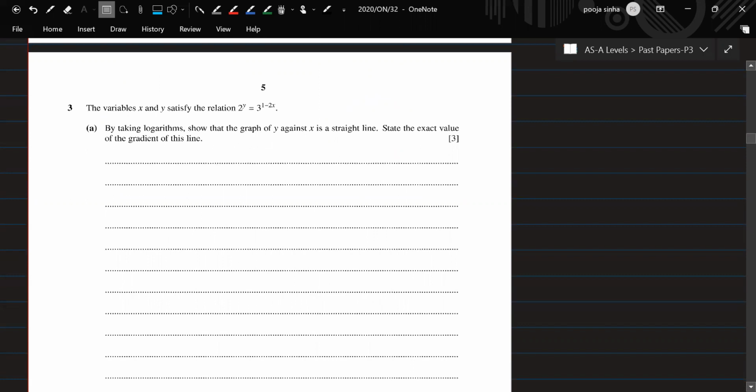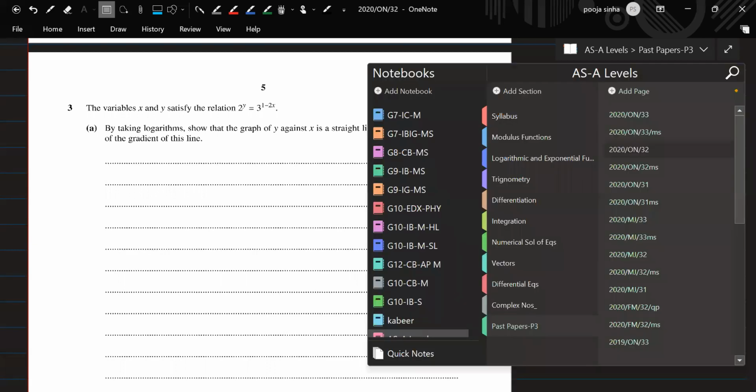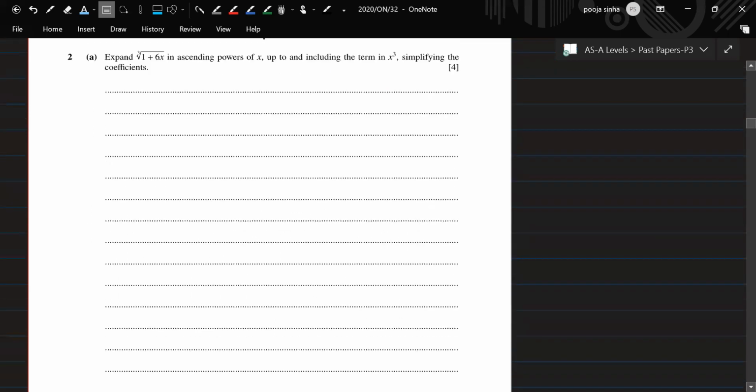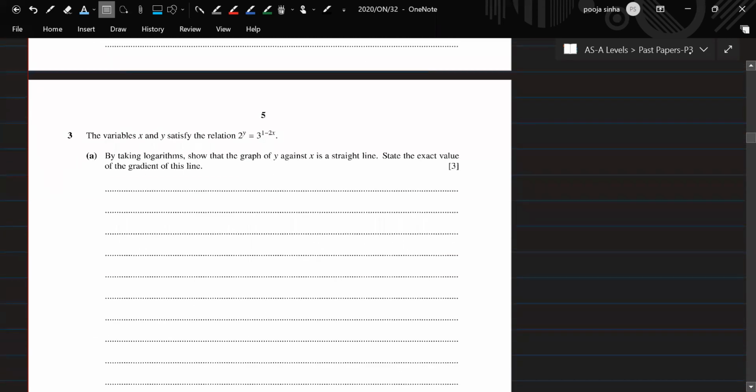Do we have to make it ln or log to the base 10? Either will work, just whichever base you are taking, you take it on both sides. Okay? Doesn't matter. I'll check the mark scheme once to see what they have taken here. Which question was it? Question number 3, right? Yeah. Question number 3. So they have taken log.